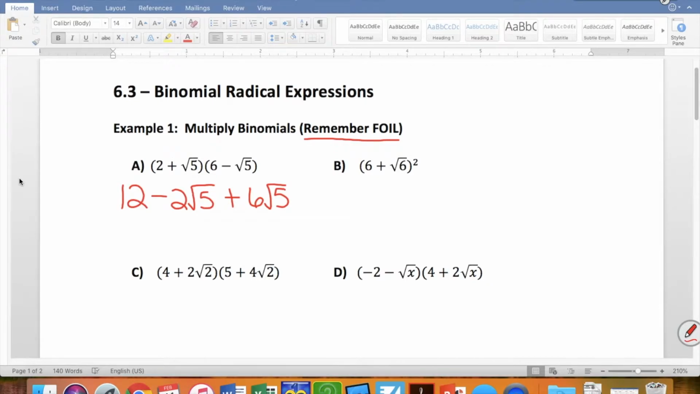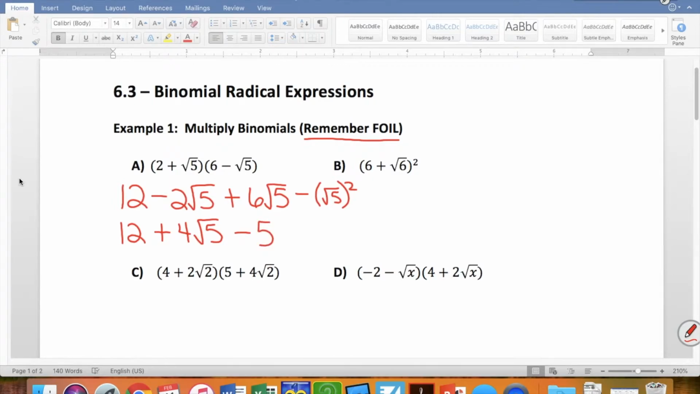And then positive square root of 5 times the negative square root of 5. I'm going to put it this way: it's going to be the negative square root of 5 squared. So I'm multiplying the negative square root of 5 times the square root of 5, which is the square root of 5 squared. Now I'm going to simplify my exponent there and combine my like terms in the middle. Negative 2 square root of 5 plus 6 square root of 5 would be positive 4 square root of 5. And then my square root of 5 squared is just going to become 5.